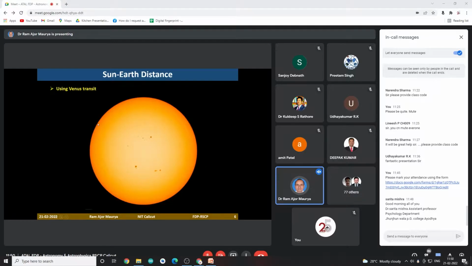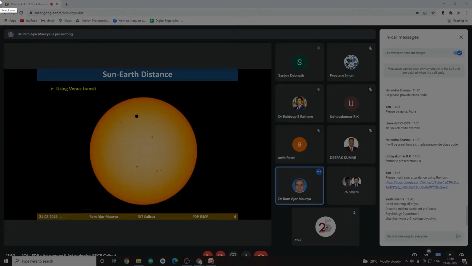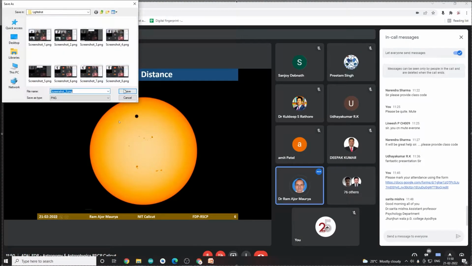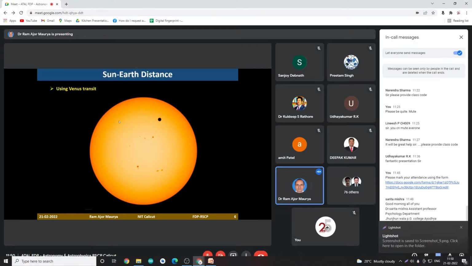separated by some distance, let us say one observing from Moscow and one from Delhi, and you know the distance between Moscow and Delhi, then the path of Venus across the Sun when you observe from two different places would be different. Using this you can find the distance between the Sun and the Earth. I'm not going to tell you the details, so you can explore it. This is called the Parallax Method to find the distance between the Sun and the Earth.